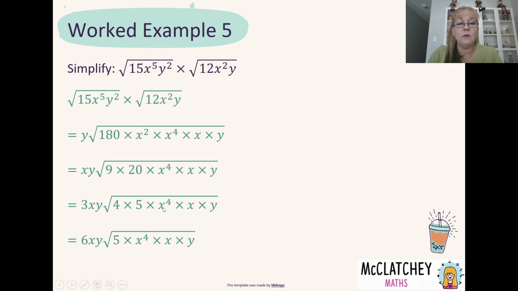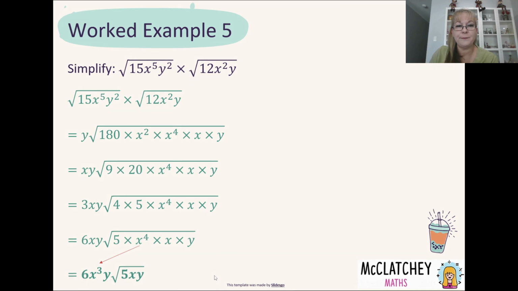Now let's deal with this x to the power of 4 next. Okay, we want to take the square root of that. So the square root of x to the power of 4 is x squared. So it's now going to go out the front. X squared times x makes x to the power of 3. And I'm left with just the 5, the x and the y under the brackets. And that's as simple as I can get it.